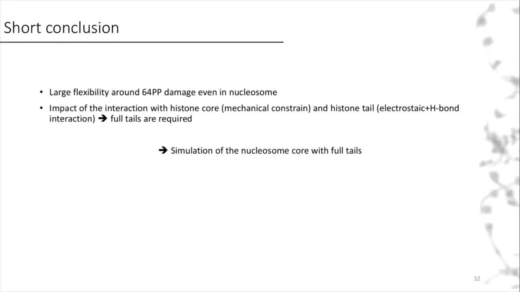Indeed, the UV-DDB protein, which is able to recognize the damage on the nucleosome, can twist the DNA even if the damage is in a position facing outside. So this flexibility on the outer strand can help the protein to recognize where we have the damage. But now we need to put the full tails in the system to really know which are the interactions.